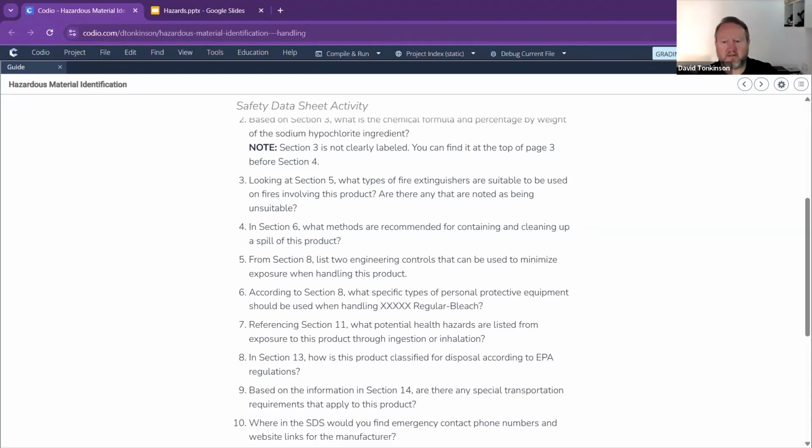Good stuff. Okay, then. So question number 5 from section 8, list 2 engineering controls that can be used to minimize the exposure when handling this product.